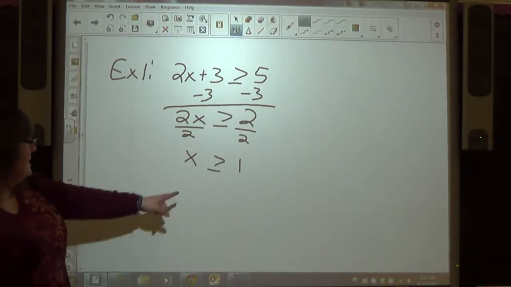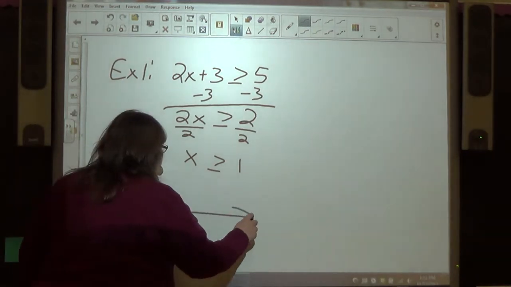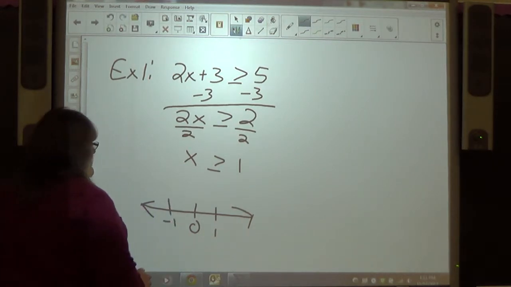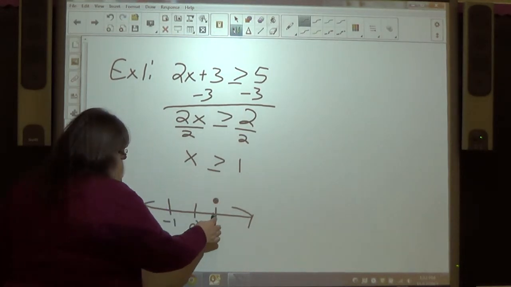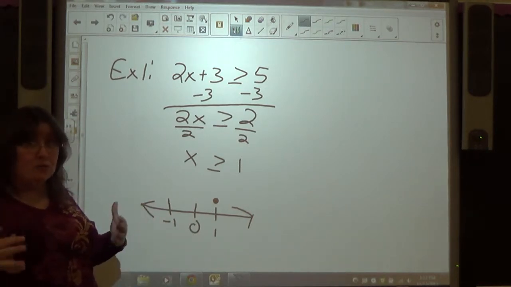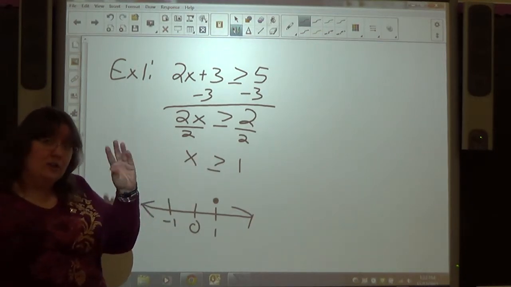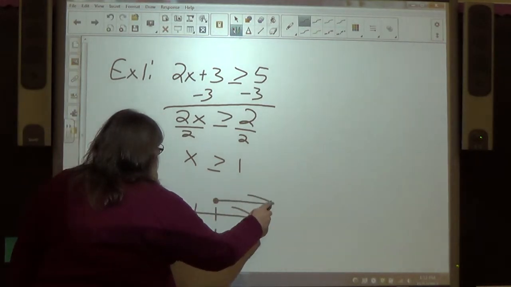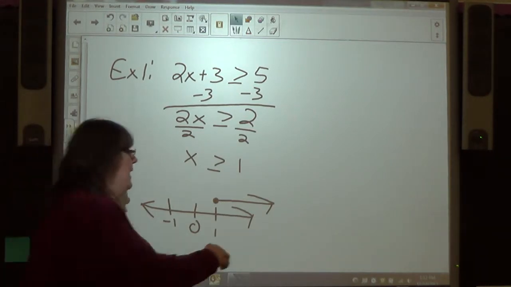Now, this symbol tells me that I need a dot. So, make my number line. 0, 1, -1. I need a dot over my 1. Some people put it on the number line. I prefer to have it above the number line because then I can see my arrow more clearly. So, x is greater than. That means the alligator is facing the larger number. The larger number is x. That means my arrow shoots in the right direction. There is that. Next.